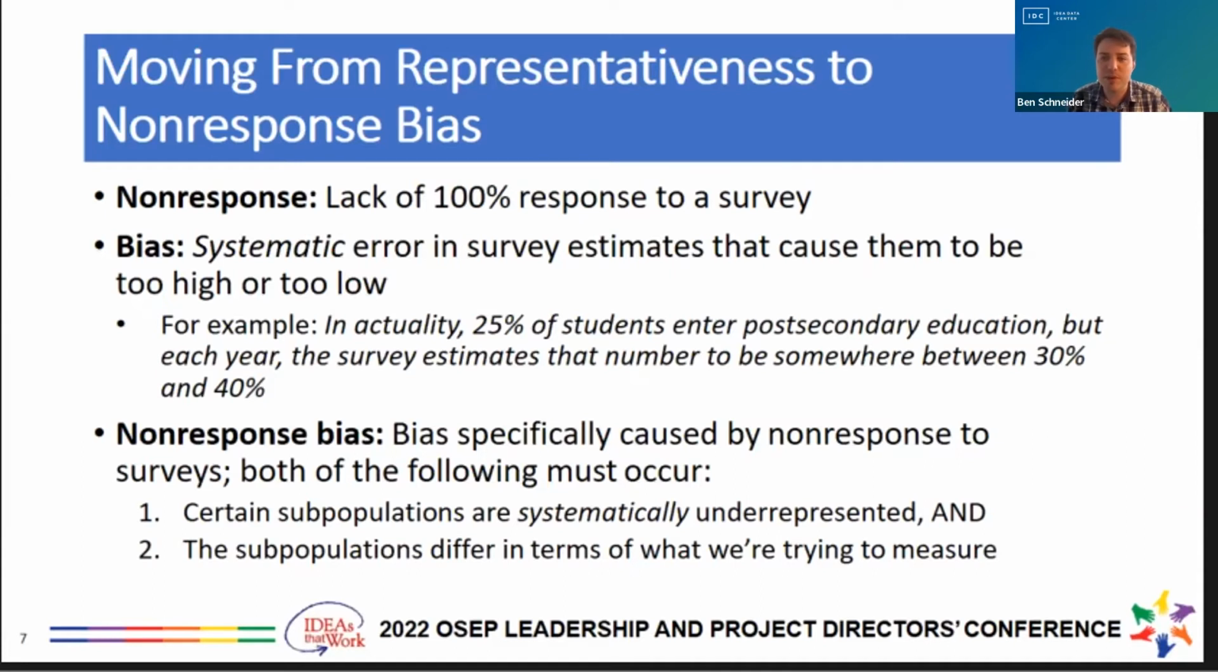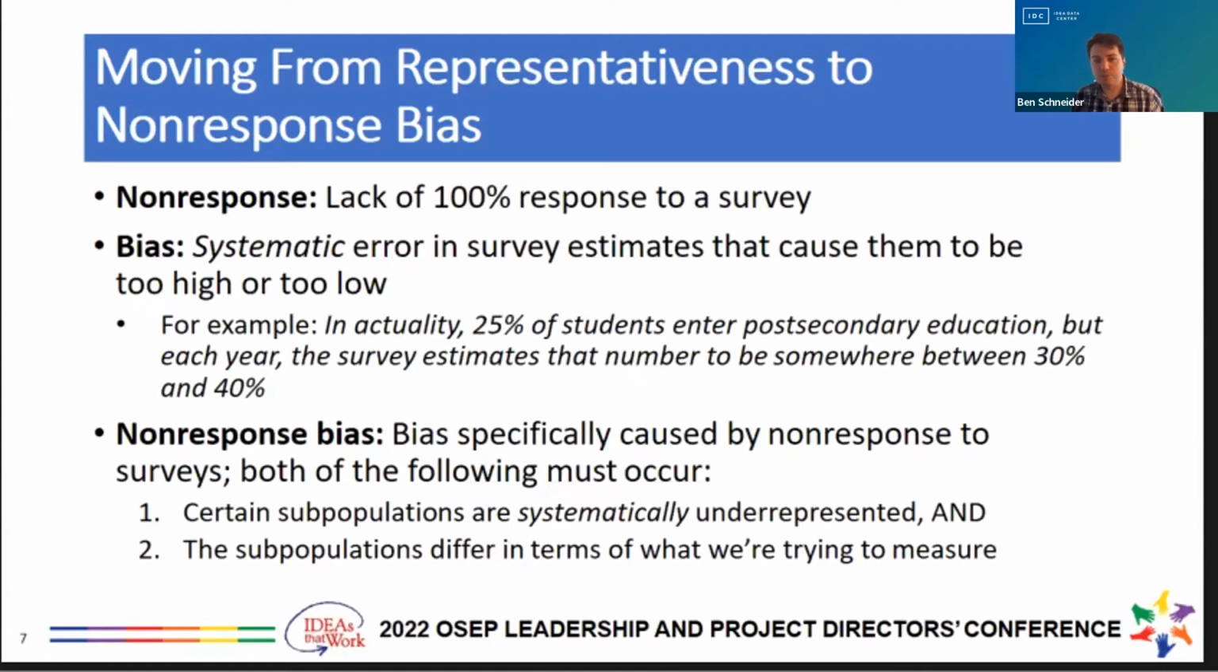Non-response means that the response rate for a survey is below 100%. When you invite a sample of persons to complete the survey, not all of them do so. That's straightforward. But what about bias? Bias is systematic error in an estimate that causes it to be too high or too low.